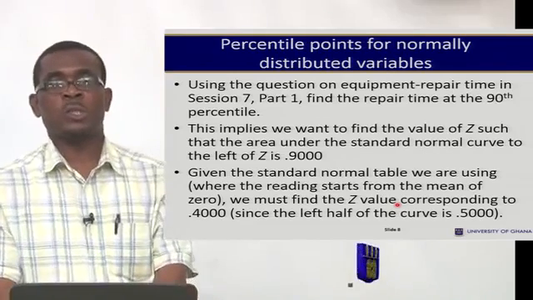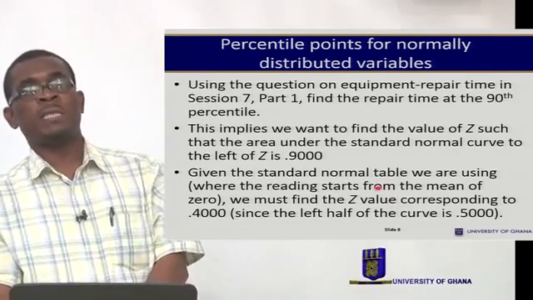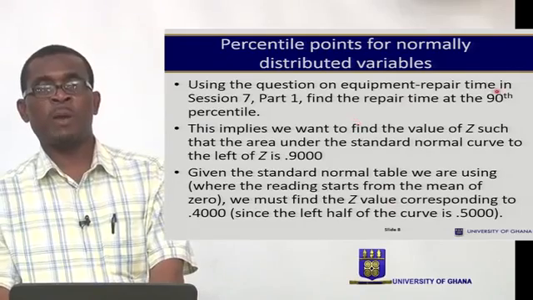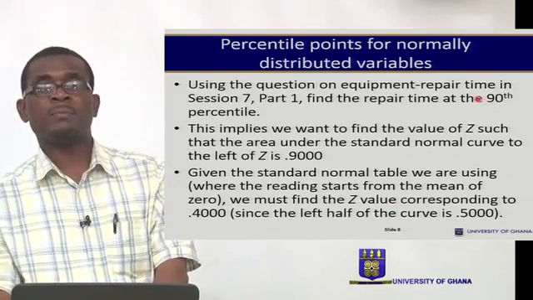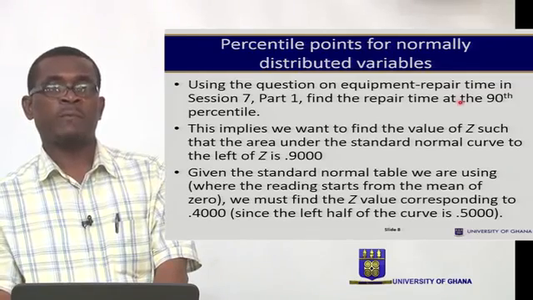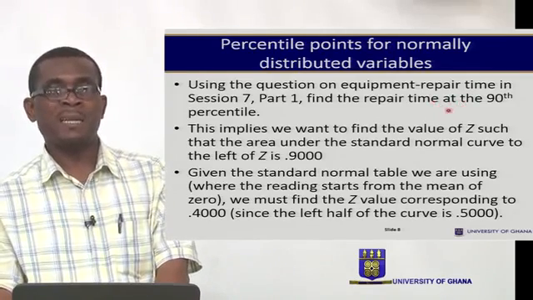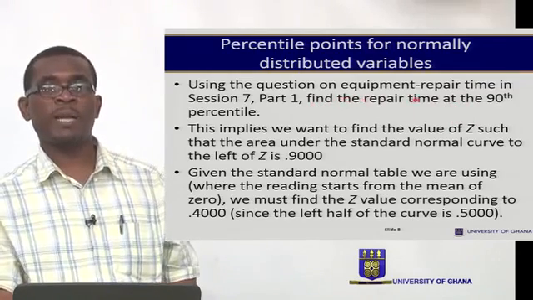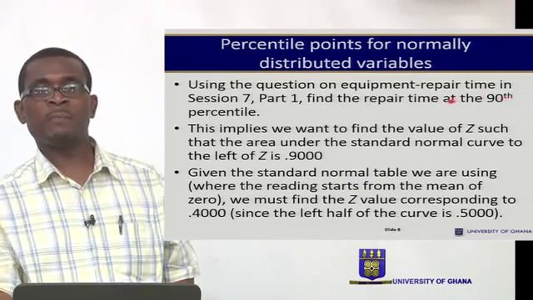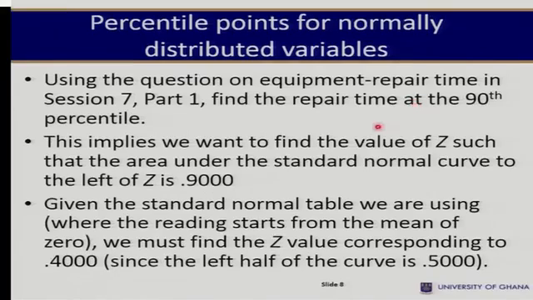So let's use the question that we solved in the first part about the equipment repair time. You recall that we said the mean equipment repair time was 50 minutes and the standard deviation was 10 minutes. So let's say that we want the equipment repair time at the 90th percentile. What it means is that we want to find the z value such that the area under the standard normal curve to the left of z is 0.9.